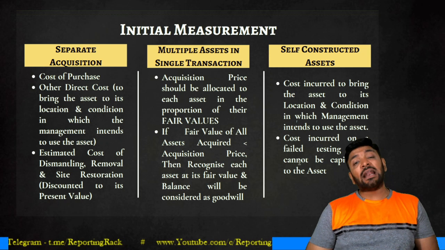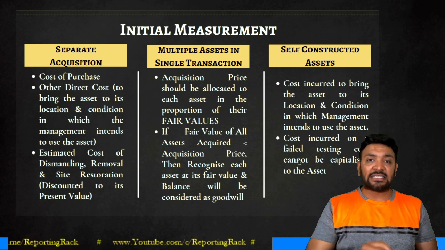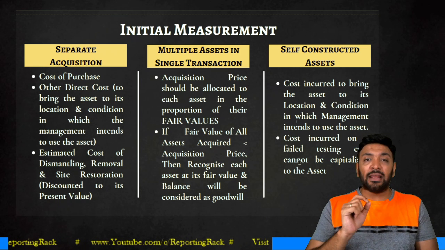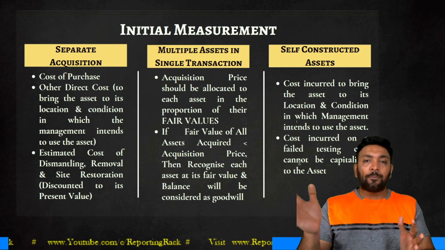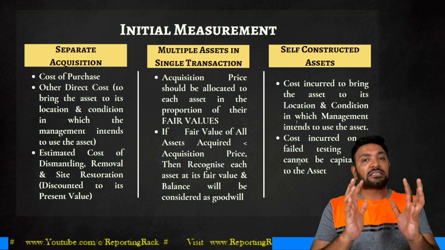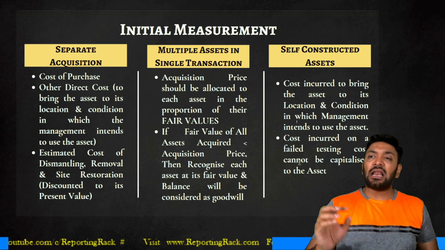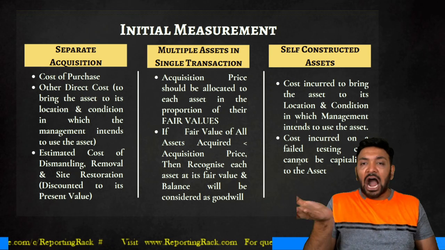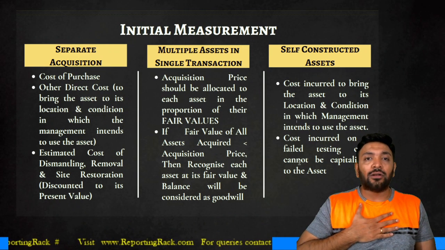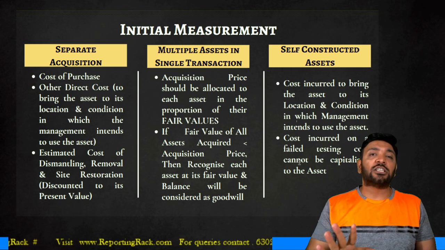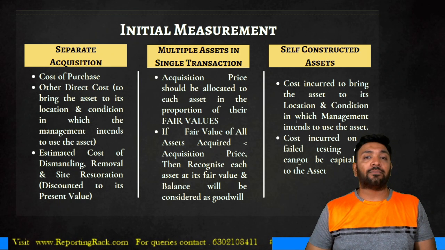However, whenever I have such kind of self-constructed asset, I should do a testing. The testing means commissioning. That means let's say a machinery was made. I purchased metal, I assembled the metal in such a way that there is a machinery which is produced. I put in some raw material and I got the output. Output is my desired output, the way I want to see the output. Then I will say testing is successful. Then even the testing cost should be included in the cost of the asset.